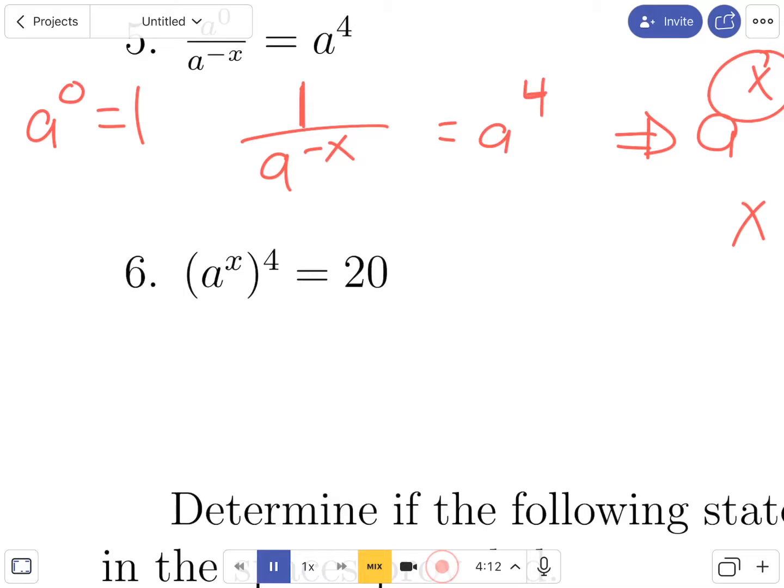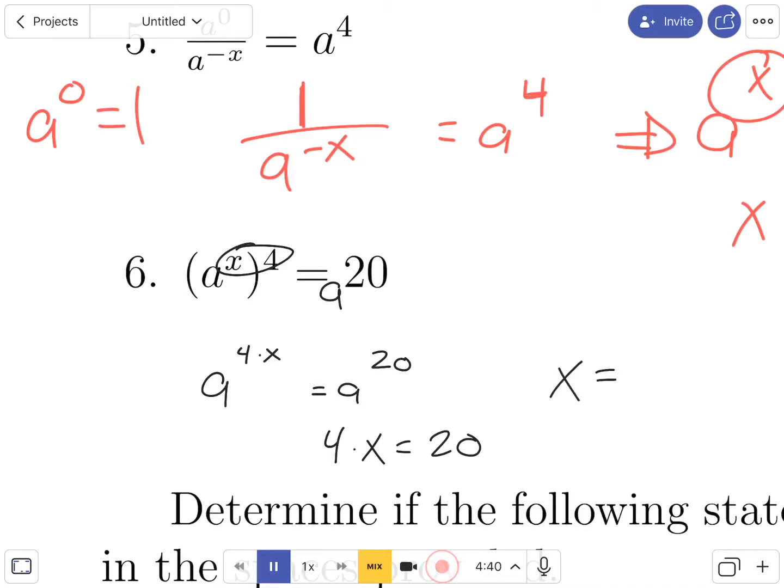Okay, for this one, number 6, there should be an a right here, so this should read a to the x power to the 4th power equals a to the 20th power. So I just wanted to make sure that you knew that that was supposed to be in there. This time, because we have a power to a power, right, we know that we're going to multiply. So a to the 4 times x equals a to the 20th. So 4 times what number is going to get us to 20, and hopefully you know that the number that we can multiply is 5.